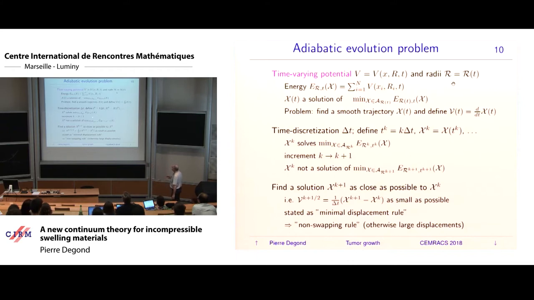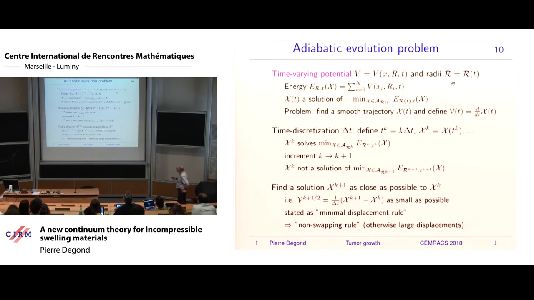So one possibility is to imagine a time discretization. And imagine that at time tk, you have a solution of the minimization problem, then increment in time. So then the radii have gone to rk plus 1. They are not equal to rk anymore. And also the potential v is taken at time tk plus 1. So your xk, which was the solution of the minimization problem here, is no more a solution of this new minimization problem. And the problem is now to find a solution xk plus 1 as close as possible to that solution here, because otherwise you might actually create a jump, right?